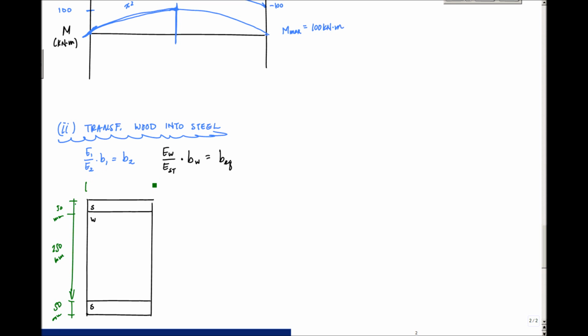And really the width of the wood that we have, the only wood is in the middle right here in the core, like a sandwich beam, right? This was 150 millimeters. So this width of wood was 150 millimeters, and we're going to change that to an equivalent steel. So in this case here, this B equivalent, I'll go ahead and calculate it right here.